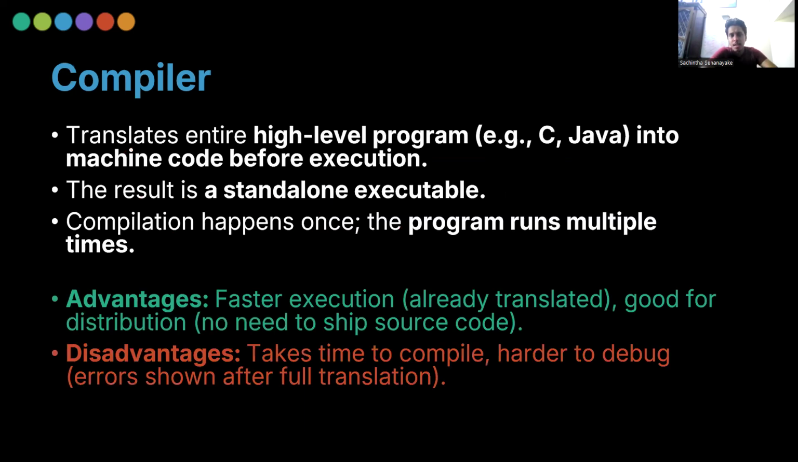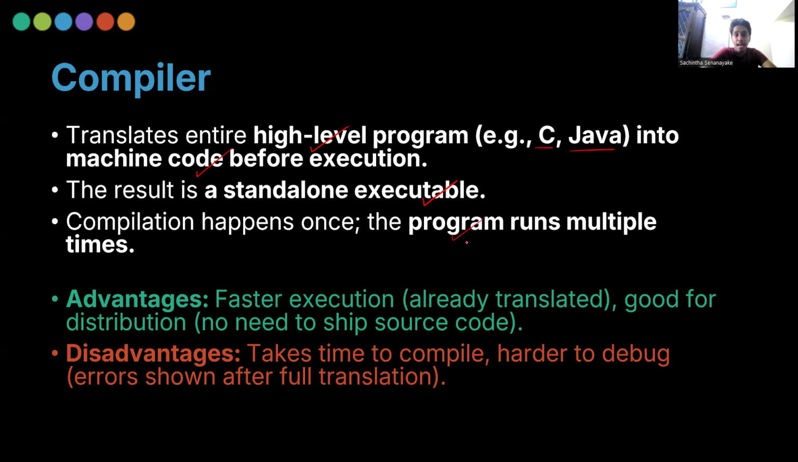Now we come to the compiler. This is the big guns, the ones that do the more complex tasks. Compilers translate entire high-level programs like C and Java into machine code before execution. So not assembly, they translate high-level programs into machine code. And the result of this is a standalone executable file. Compilation happens once, and the program can run multiple times.